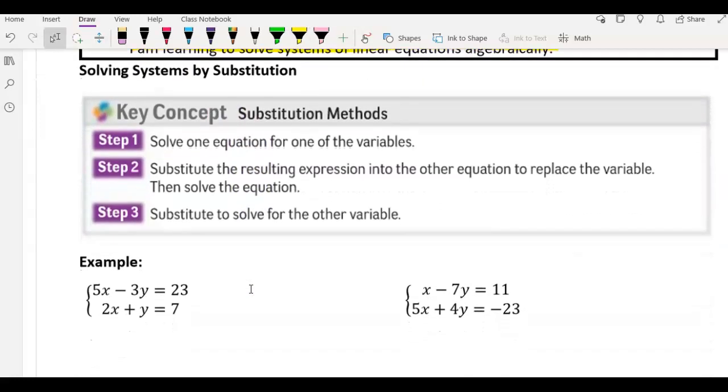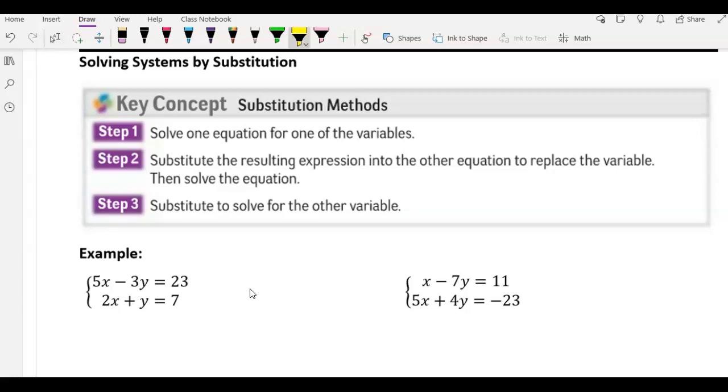When solving systems by substitution, you want to first solve one equation for one of the variables, then substitute the resulting expression into the other equation to replace the variable and then solve the equation. Last, substitute to solve for the other variable.